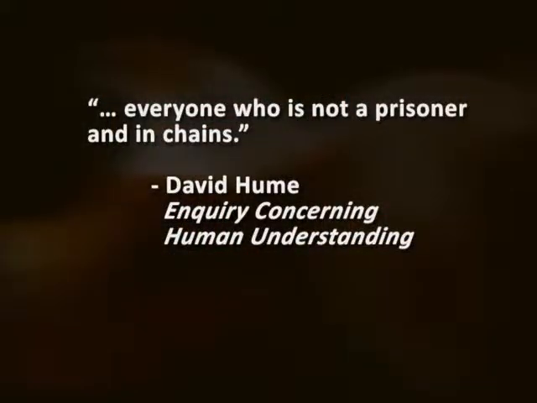In the case of me being pushed, I'm not free, but in the case in which my behavior is caused by what I want, I am free. Hume says that this freedom is possessed by, quote, everyone who is not a prisoner and in chains. Let me reiterate that this is consistent with determinism because he's just saying that freedom consists in the absence of external constraints.